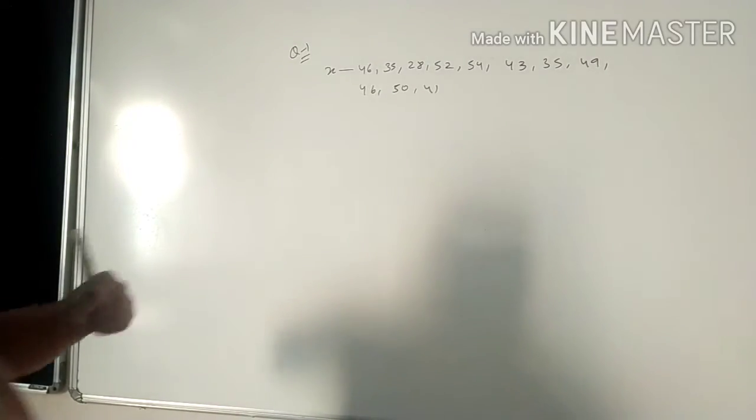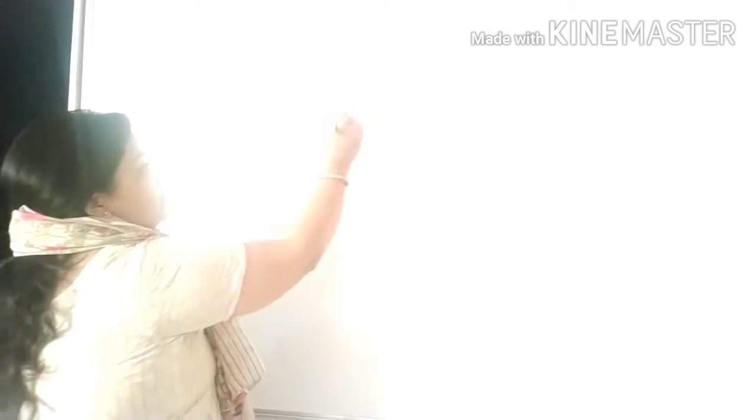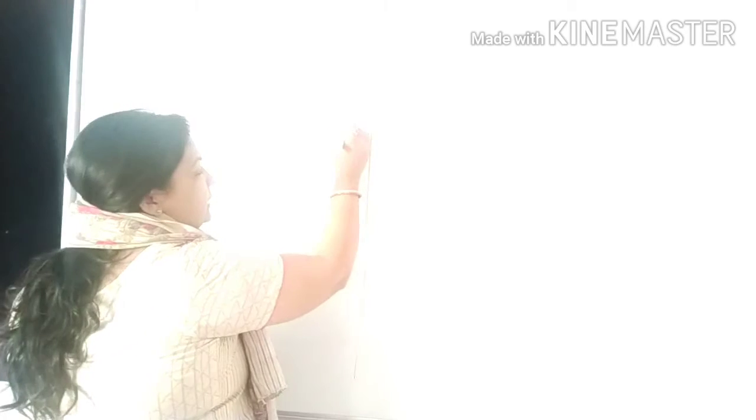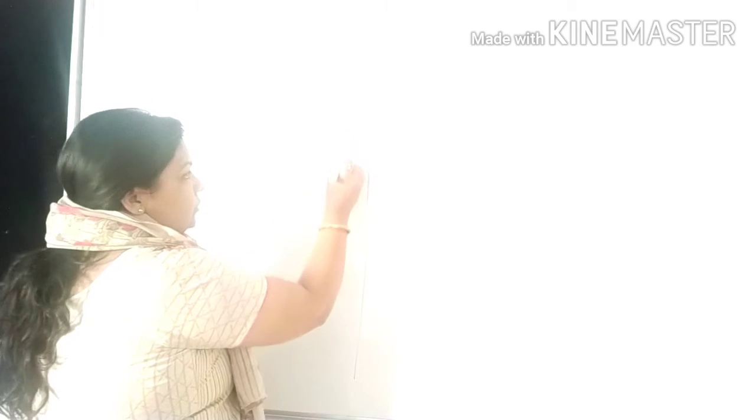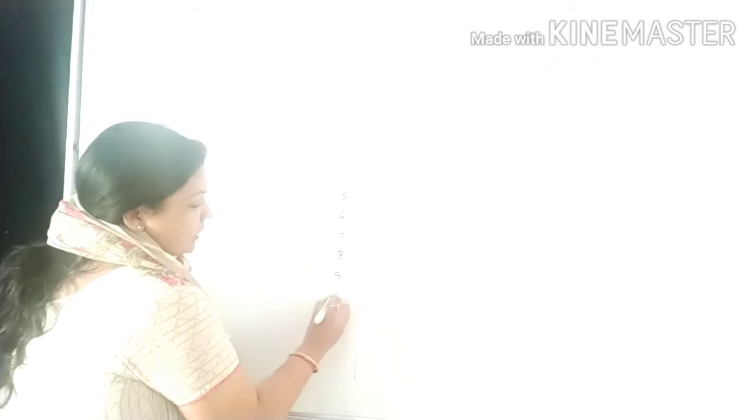Now, whatever we did in M, that same process we have to do. So first we have to write down the serial number. As we calculate, these are the 11: 1, 2, 3, 4, 5, 6, 7, 8, 9, 10 and 11. Fine.